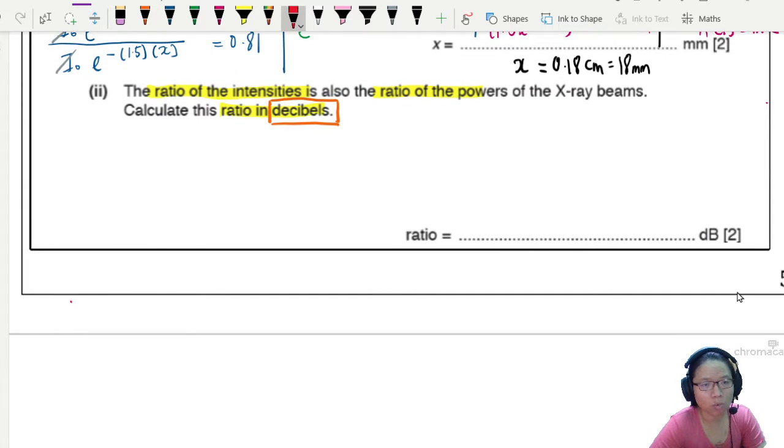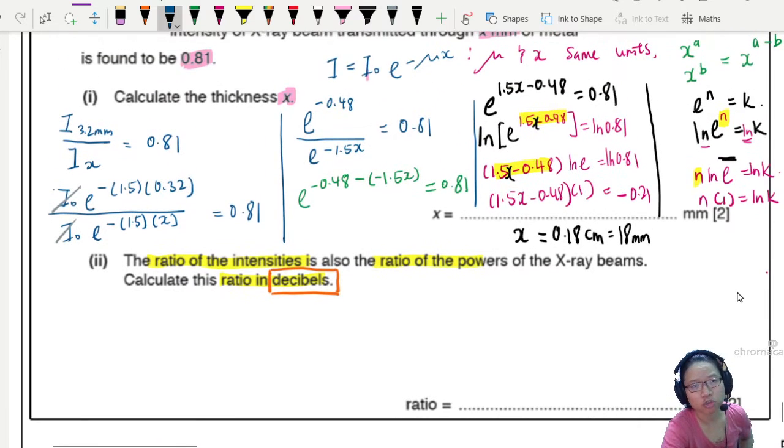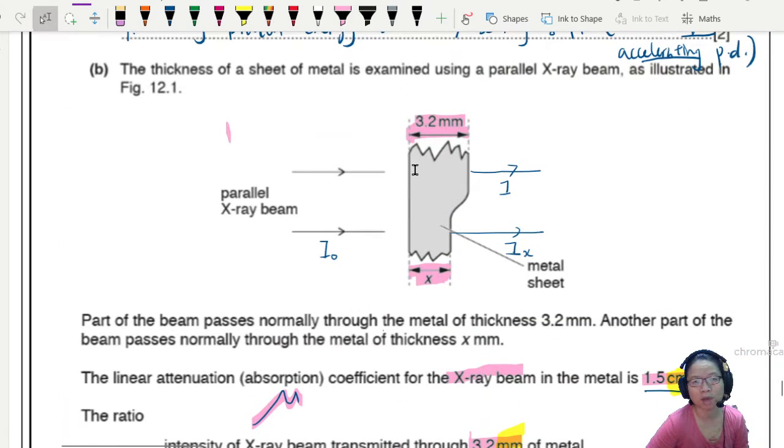Okay, one bell is log I1 over I2. So it's just a different way to ratio the intensities. Normally, we divide just like this. We just divide like that, and then we get a ratio 0.81. Means that the 3.2 mm one will be 81% less than the X mm one, because the 3.2 mm is thicker, right? So this one will be about 81% less intense than I_X.